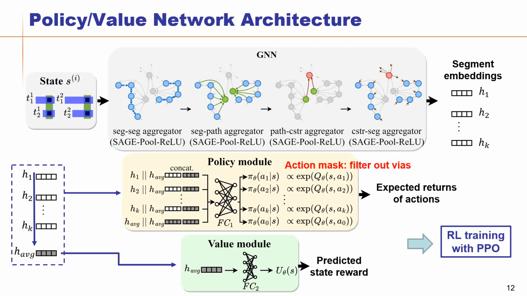Now I'm going to introduce the structure of our policy and value networks. Given a routing solution of a group of nets, we'll get the heterogeneous graph state representation first, then it'll go through a GNN and do feature aggregation on different nodes sequentially. After the aggregations, we'll get the segment embeddings. With the embeddings, we can calculate the average as the global representation and feed that to the value module to get the predicted state reward. Then we take all the segment embeddings and state embedding to the policy module to get the expected returns of actions. And finally, we can train the RL agent with the PPO algorithm.